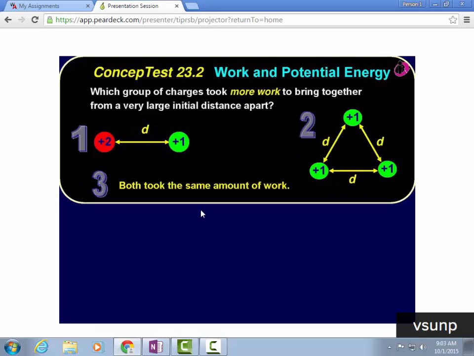All right. Which group of charges took more work to bring together from a very large initial distance? Oh, that's a sick question. Get some paper. Let's get some paper.